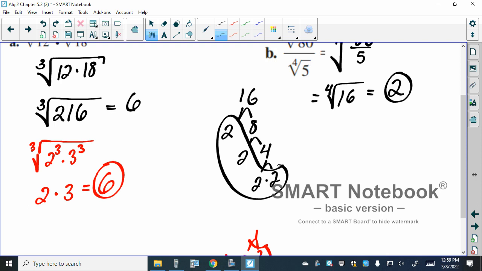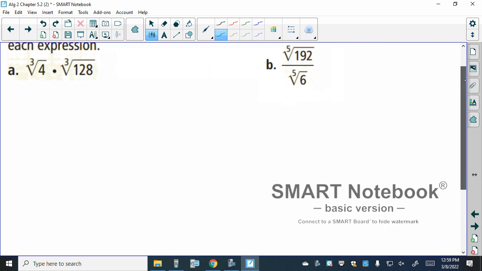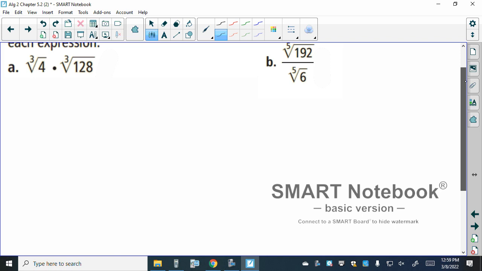Any questions on any of this here? Let's look at 2 more of these. So the next one that we have is the 3rd root of 4 times the 3rd root of 128, and we want to simplify this.